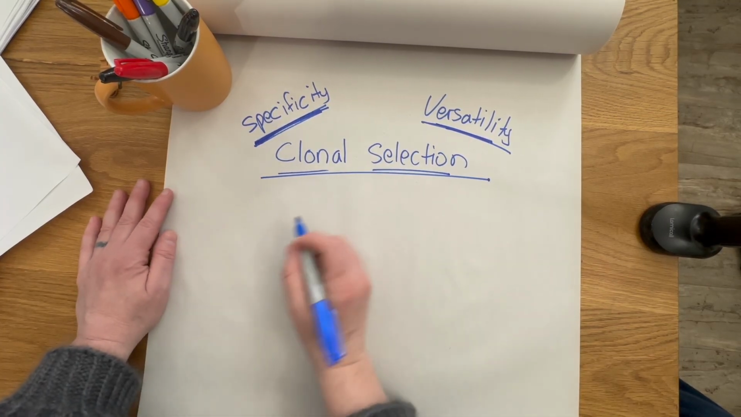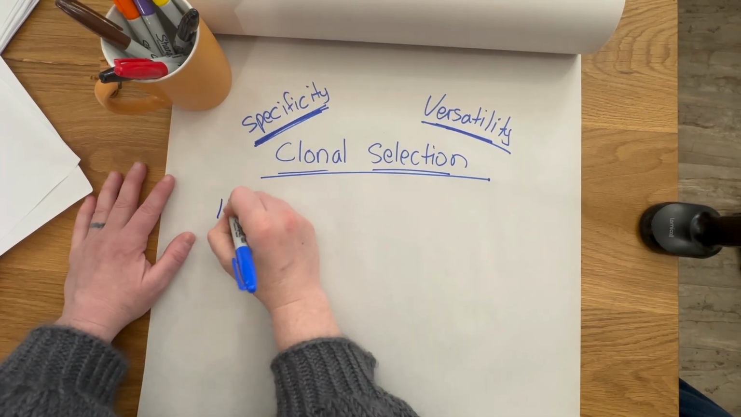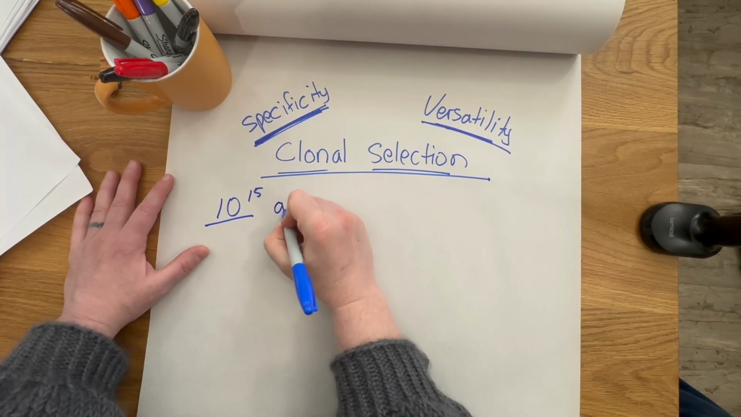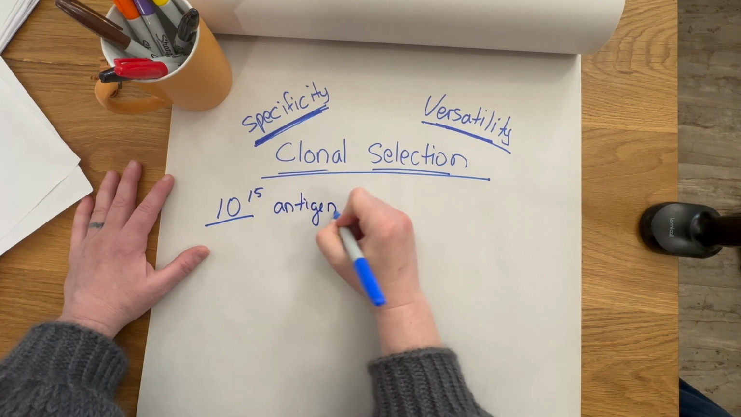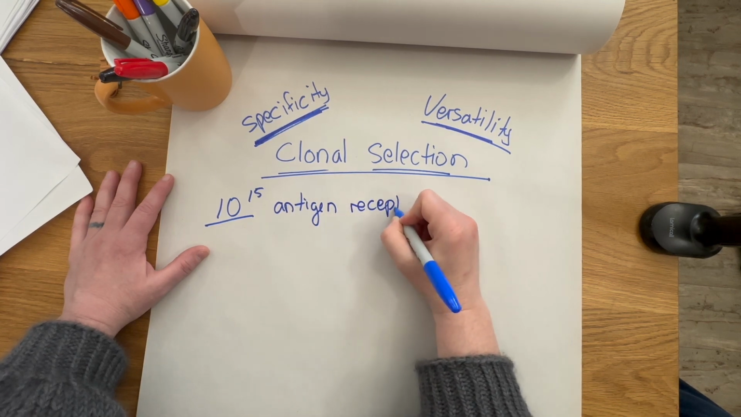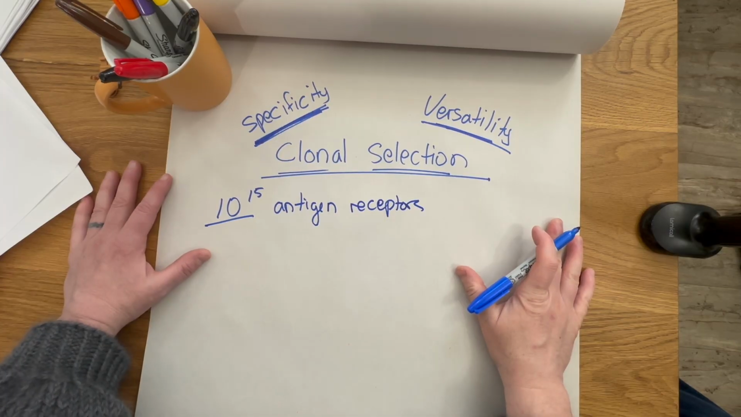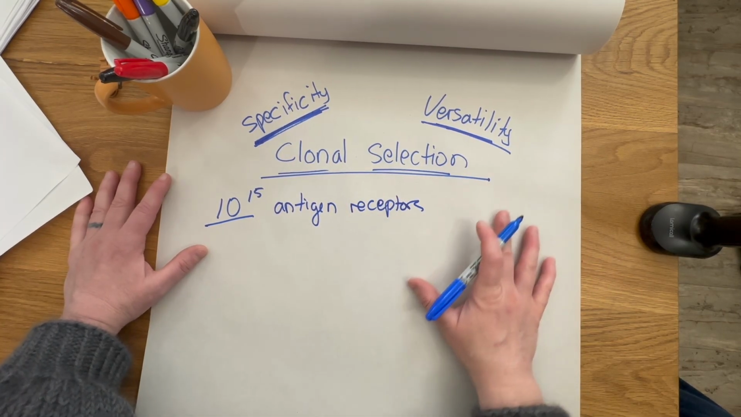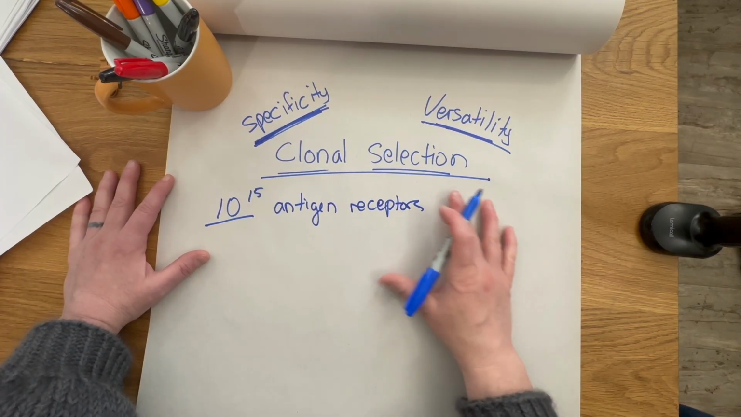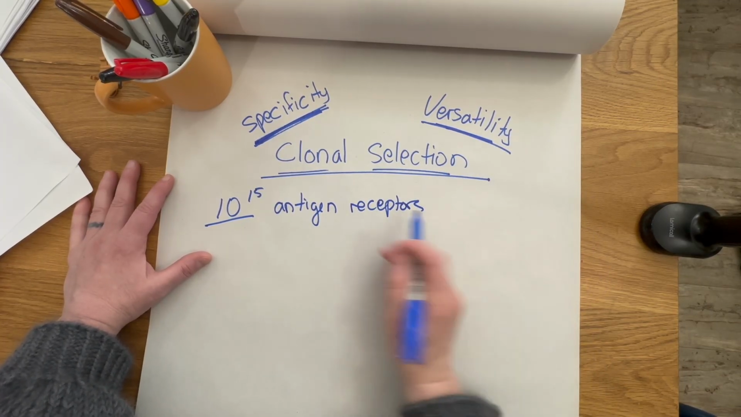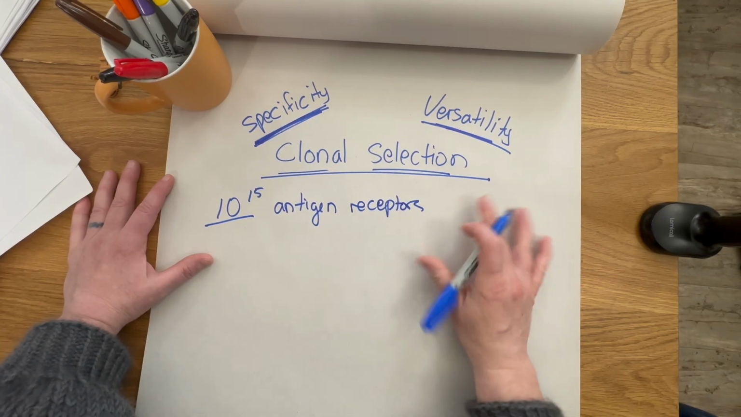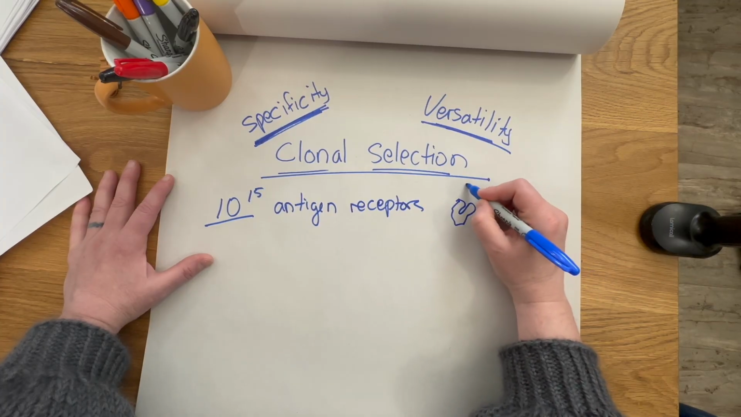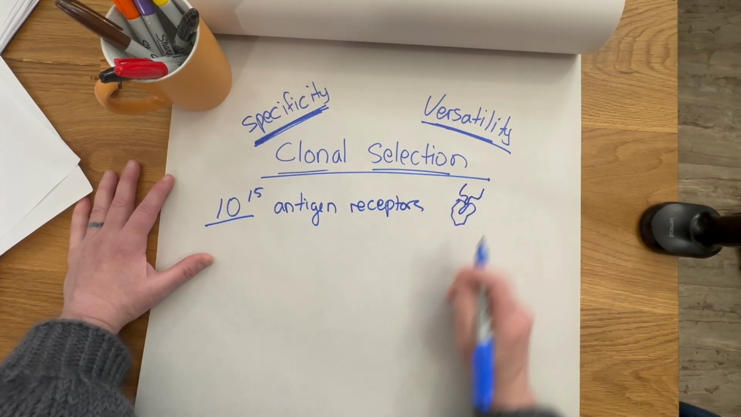So we can produce, in theory, 10 to the 15 different types of antigen receptors. So a quadrillion different types of antigen receptors because of the huge potential for our genetic code to create different types of proteins, okay? And those different types of proteins create three-dimensional shapes here that can fit specific antigens. So the specific antigen would fit into this one, right?